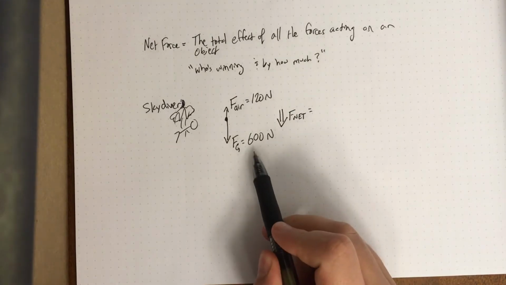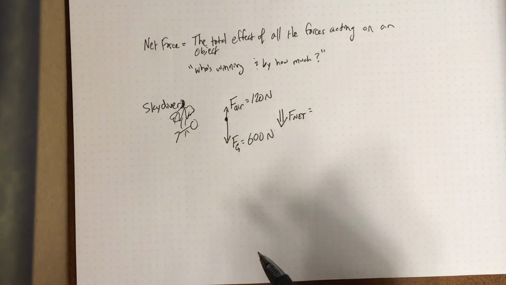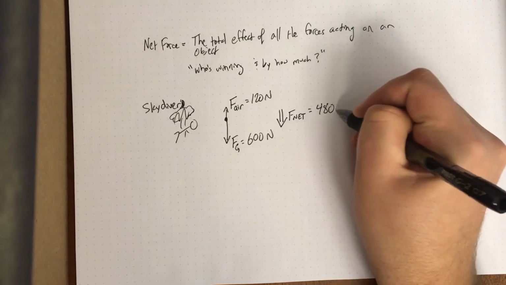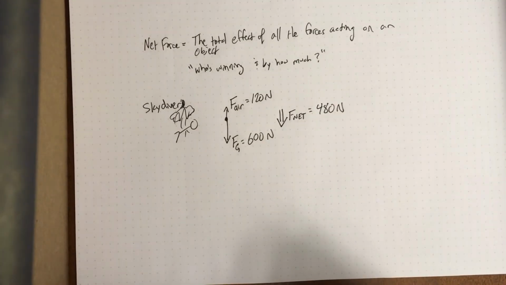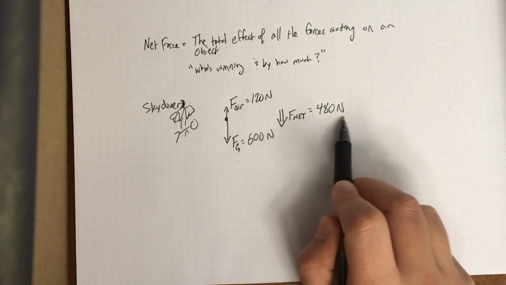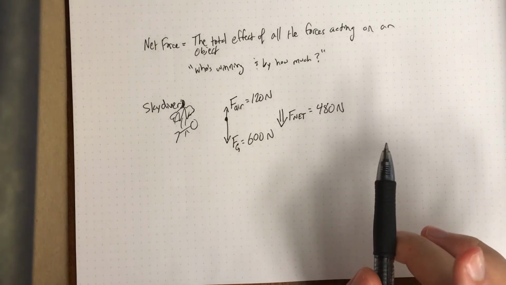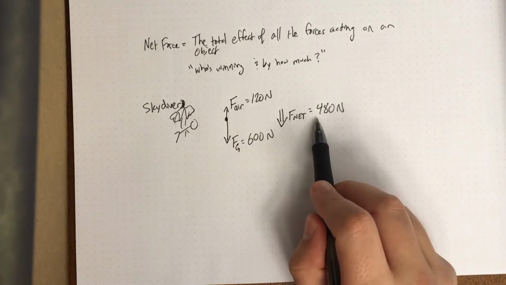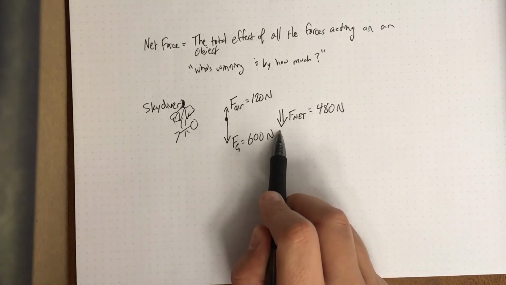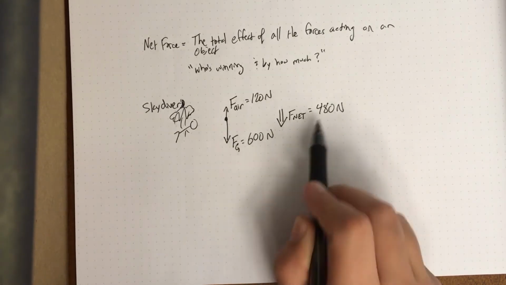Well, how much is down winning? 600 minus 120 is 480. So my net force is 480 newtons down. A correct answer for a net force has two things. It's got a magnitude, because net force is a vector. And remember, vectors have two things, magnitude and direction. So it has a magnitude of 480 newtons, and it has a direction which is down. So if someone asks you what the net force is, you have to include both these things.